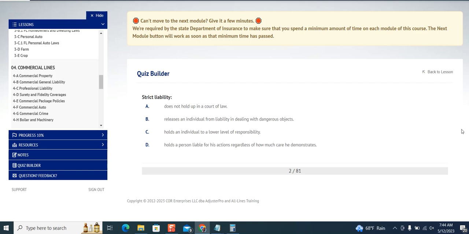Strict liability. Oh man, this is when you try to see if you can remember some of the definitions you studied. Strict liability: does not hold up in court; releases an individual from liability; holds a person liable for his actions regardless of how much care he demonstrates. I'm gonna go with D.